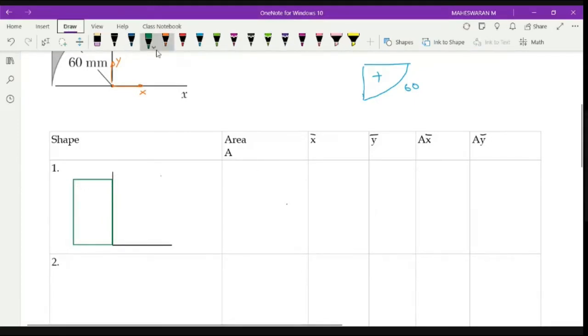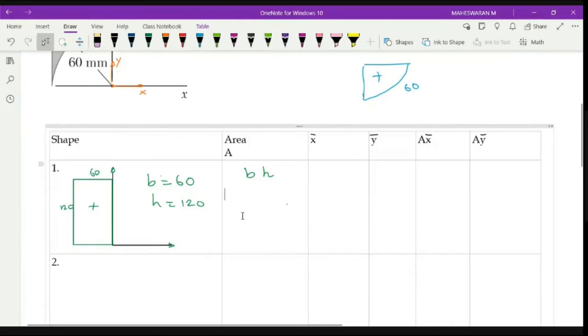So you know what the base is? The base of the rectangle is 60, height is 120. I'll write it here. So now you know the area and other things. You can do it one by one, but make sure your axis is here. So your rectangle is in the second quadrant. Based on that, you have to put negatives and positives. Okay, area is positive, right? So area is base into height.